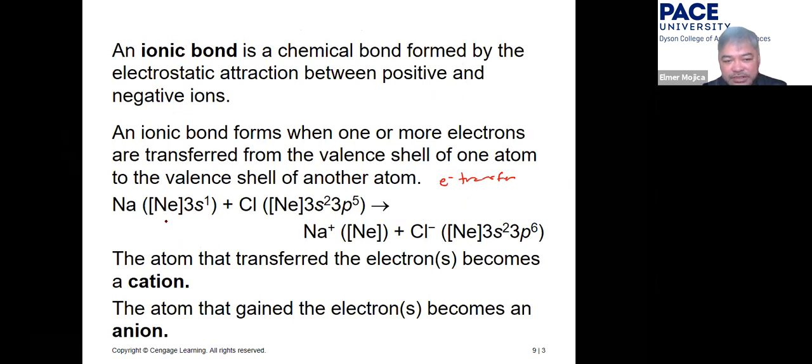If you look here, you have Na reacting with chlorine. If you look at the electron configuration, which we discussed last time, one of the electrons from the sodium was transferred or lost, and chlorine gained that electron. When you lose an electron, you become positively charged, or what we call a cation. If you gain an electron, you become negatively charged, or what we call an anion. The positive and the negative charge that you have form the electrostatic attraction.